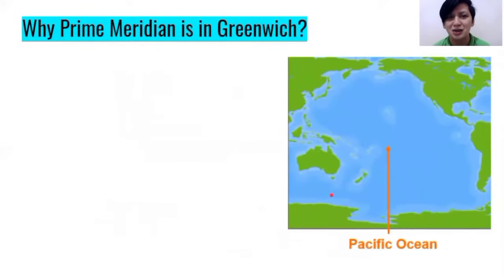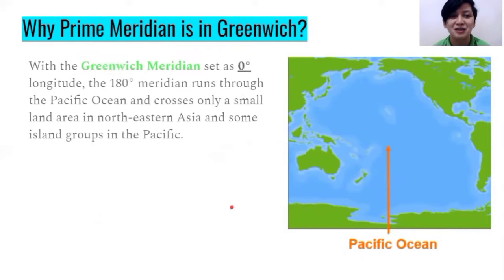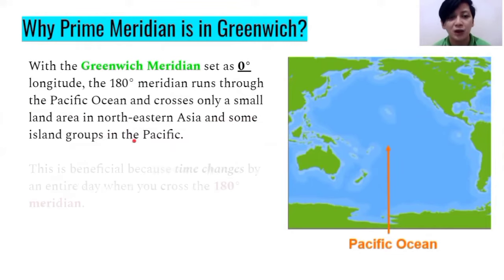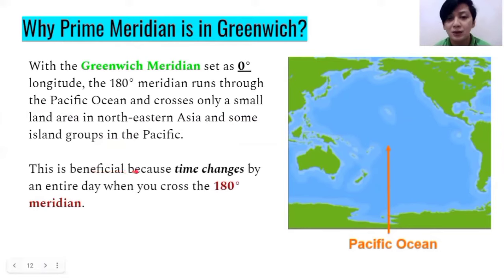And the question is, why prime meridian is in Greenwich? With the Greenwich meridian set at 0 degrees longitude, the 180 meridian runs through the Pacific Ocean and crosses only a small land area in northeastern Asia and some island groups in the Pacific, including the Philippines as well. So this is beneficial because time changes by an entire day when you cross the 180 degrees meridian. So nag-iiba na yung time at yung date, syempre. Pag nag-iba yung time, mag-iiba rin yung date.